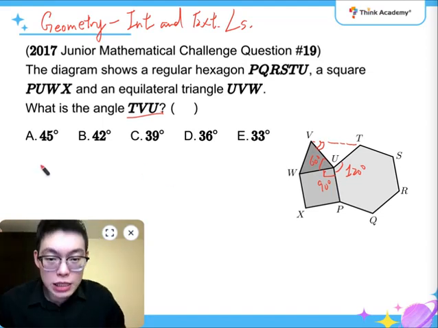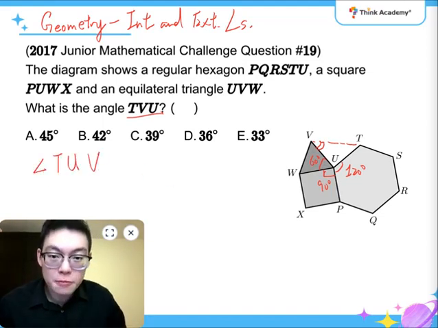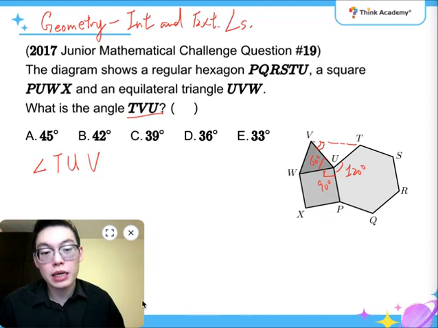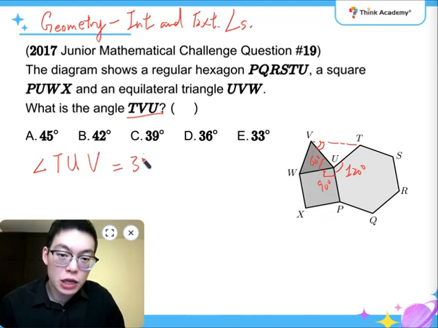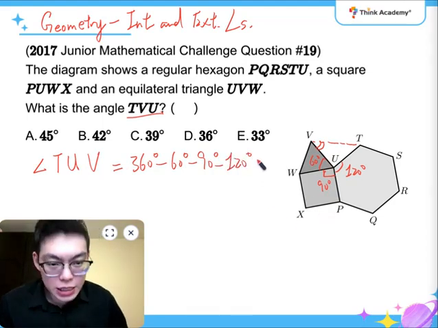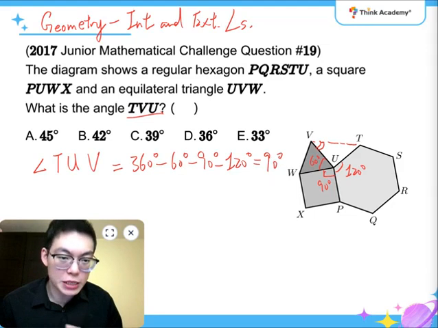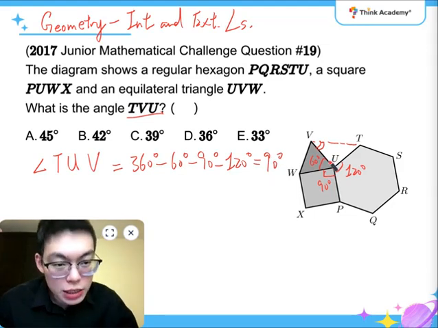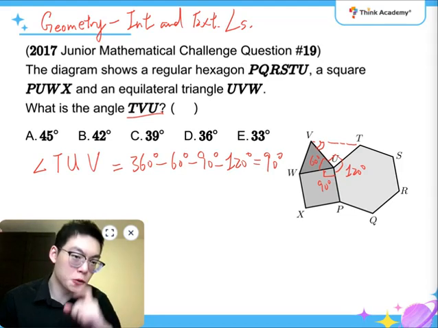Which means that the angle TUV, which is that one right there, is going to be 360 degrees, take away 60 degrees, take away 90 degrees, take away 120 degrees. So that is going to be 90 degrees. So we know that TUV is going to be a right angle.